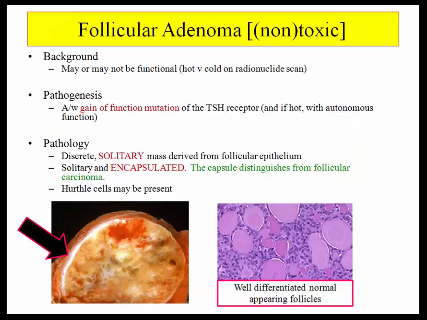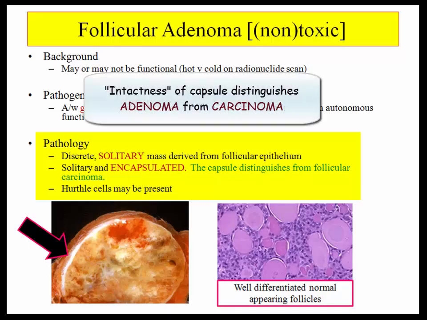In terms of background, as stated, these are solitary nodules that may or may not be functional. Mechanistically, they are associated with a gain-of-function mutation that may or may not be associated with autonomous function. The pathology reveals well-differentiated follicular epithelium with normal-appearing follicles. As mentioned, they are encapsulated. The reason the capsule is such a big deal is because the intactness of the capsule distinguishes a follicular adenoma from carcinoma. We'll revisit this when discussing carcinoma.